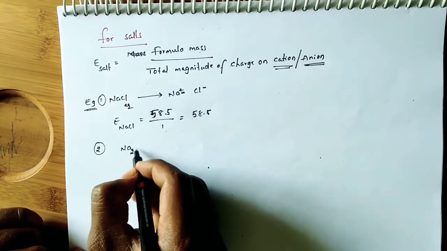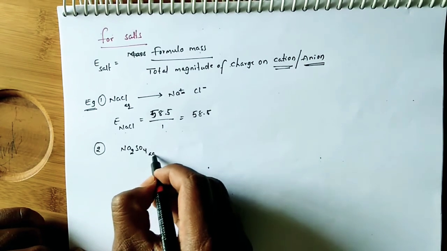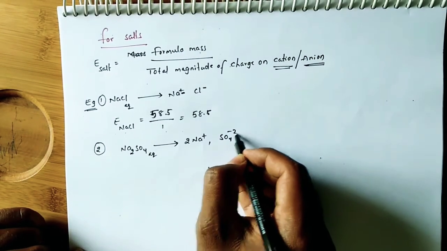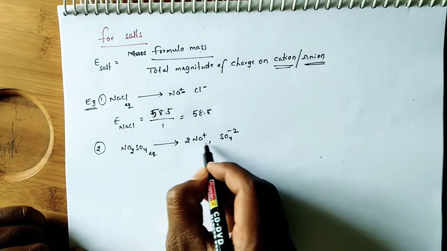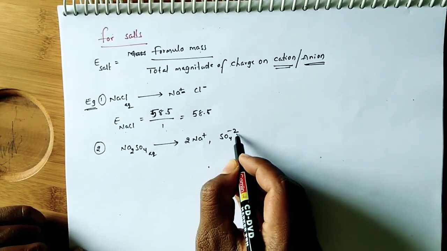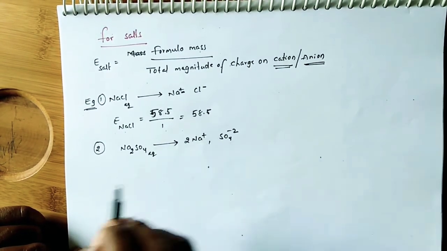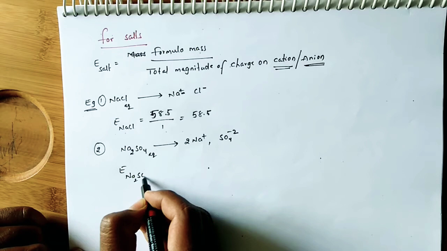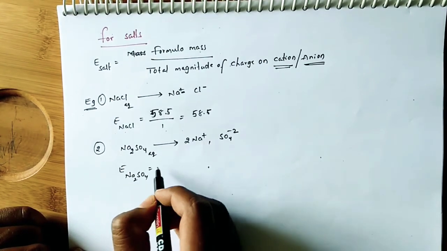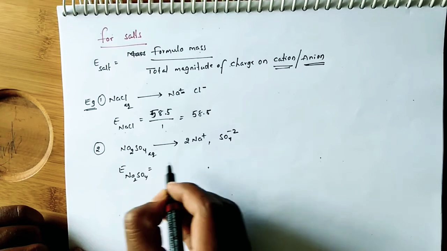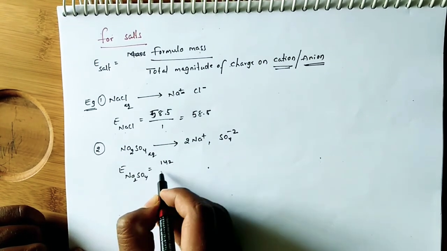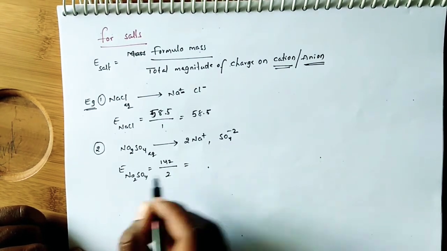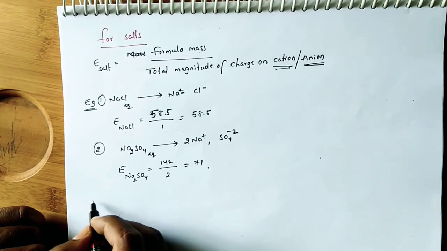Sodium sulfate, Na2SO4. Sodium sulfate in aqueous solution can be dissociated into 2 Na+ and sulfate. Okay. So here, magnitude of charge how much? On the anion it is 2, on the cations also, 2 cations are there, 2 into 1, 2. So here equivalent mass of sodium sulfate is equal to its formula mass. Formula mass how much for this? It is 142 by its magnitude of charge, how much? 2. So equivalent weight of sodium sulfate is 71.